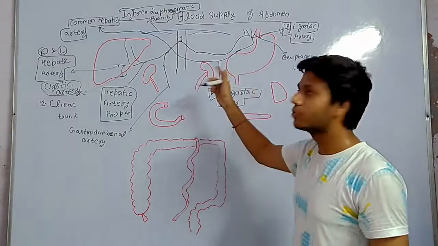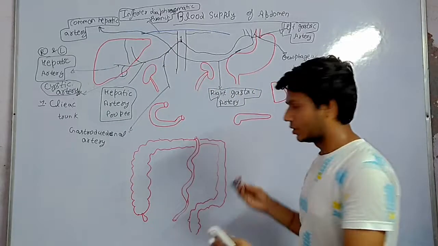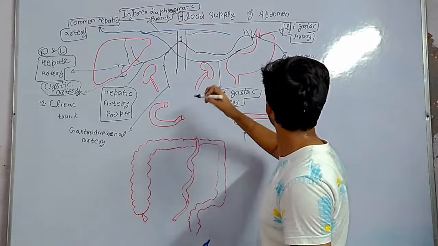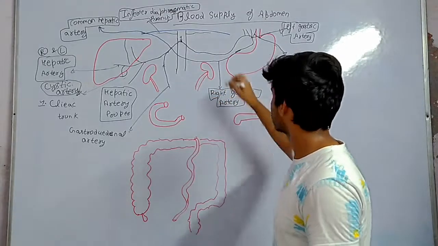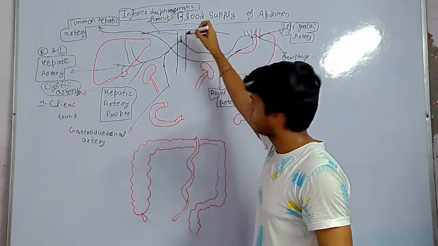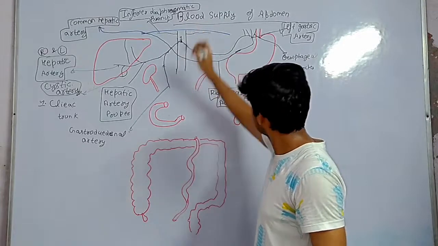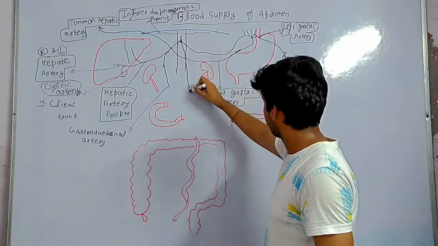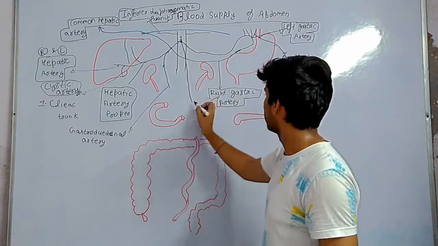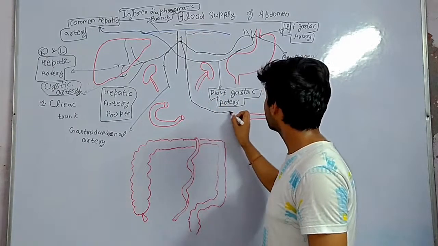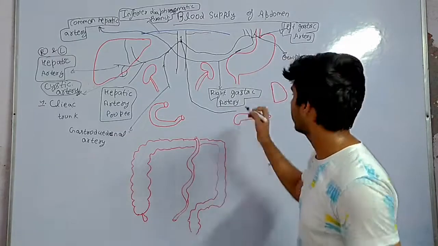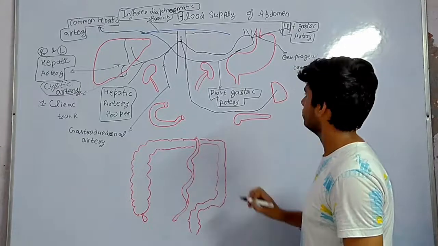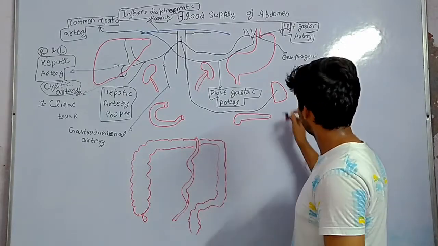Third branch of this celiac trunk is splenic artery. This is spleen. So splenic artery comes to the spleen. Splenic artery goes like this. It will go from above, not like this. It goes to the superior border of the pancreas, like this, and to the spleen. This is called splenic artery.